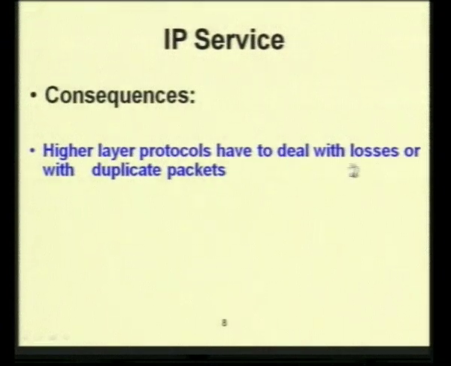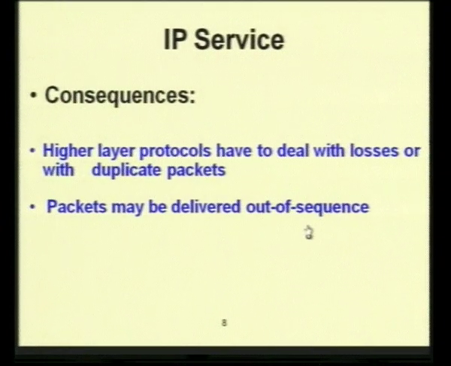Now, because of this unreliable, connectionless and best effort model, let us first look at the consequences. The higher layer protocols have to deal with losses or with duplicate packets. We will actually be seeing that the TCP protocol, which runs at the transport layer, does exactly this. It will deal with losses and with duplicate packets. Packets also may be delivered out of sequence, which is typically handled by the higher layer protocol.